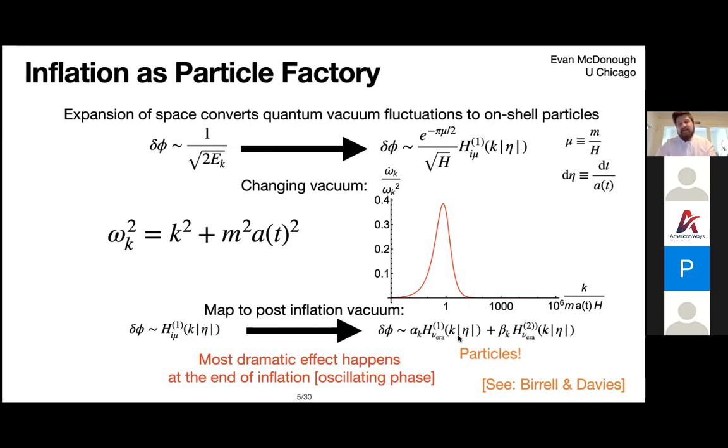And this is the simplest context, the simplest setup. In fact, the most dramatic effect actually happens at the end of inflation in the oscillating phase. And indeed, this is the focus of most of the work on the phenomenon of gravitational production of dark matter.